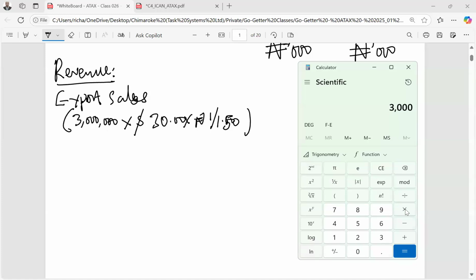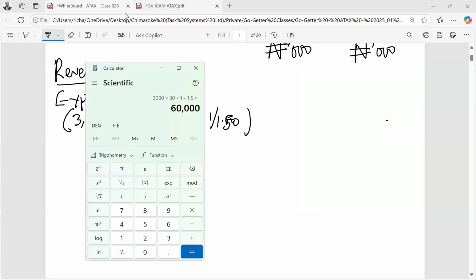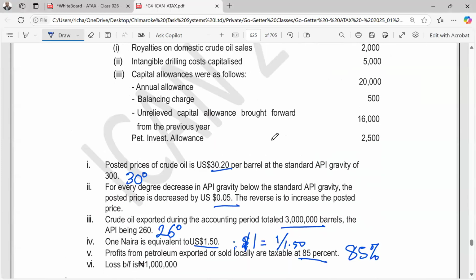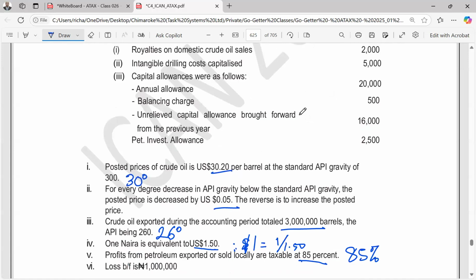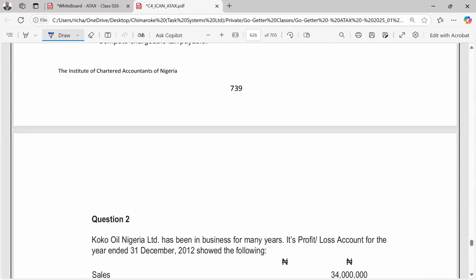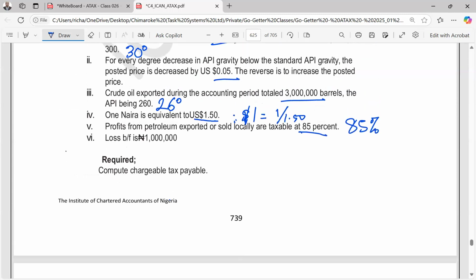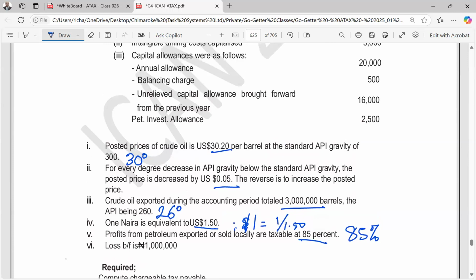3,000 multiplied by 30 times 1 divided by 1.50. You see, it's 60,000. And this figure, they wrote here 50,000. So you see, you don't need to take whatever they use. You need to work out yours.